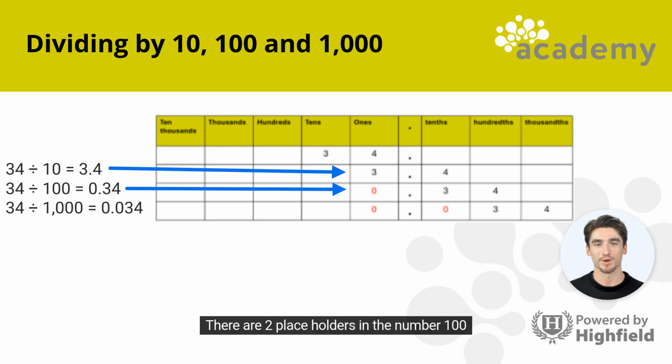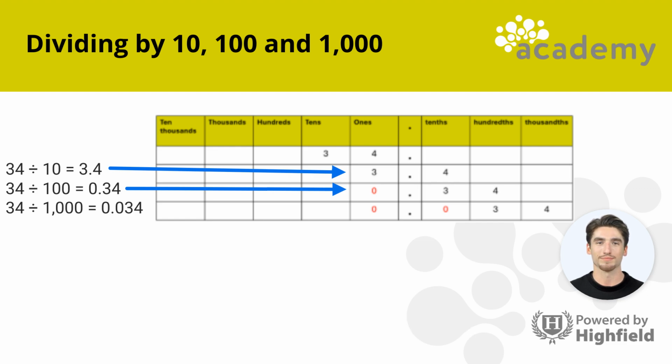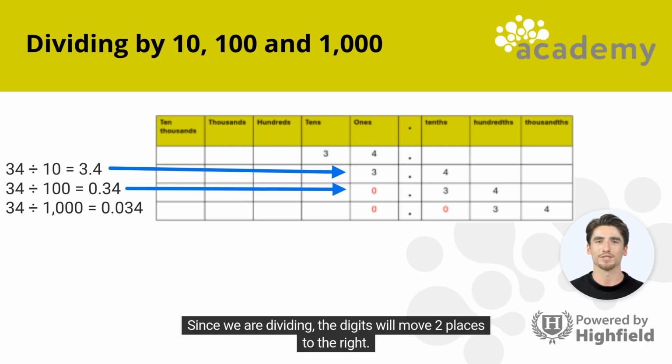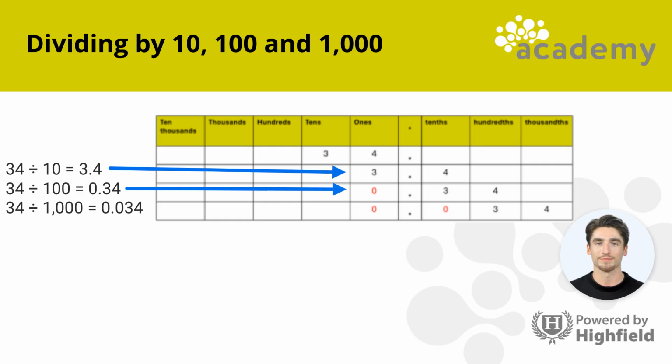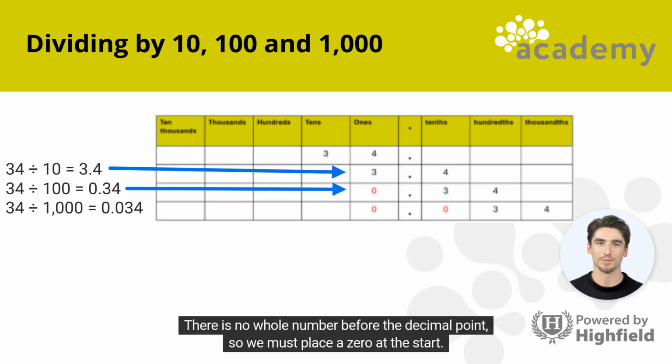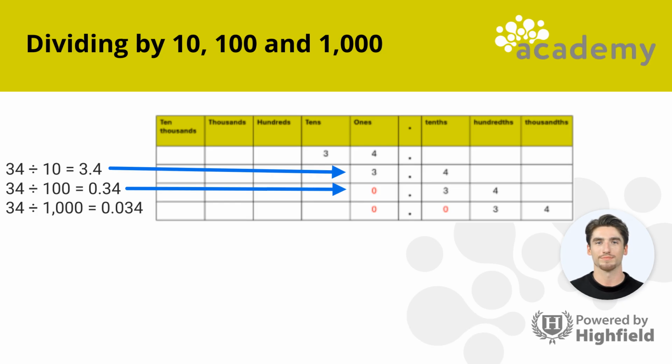34 divided by 100. There are two placeholders in the number 100. Since we are dividing, the digits will move two places to the right. 34 divided by 100 equals 0.34. There is no whole number before the decimal point, so we must place a 0 at the start.